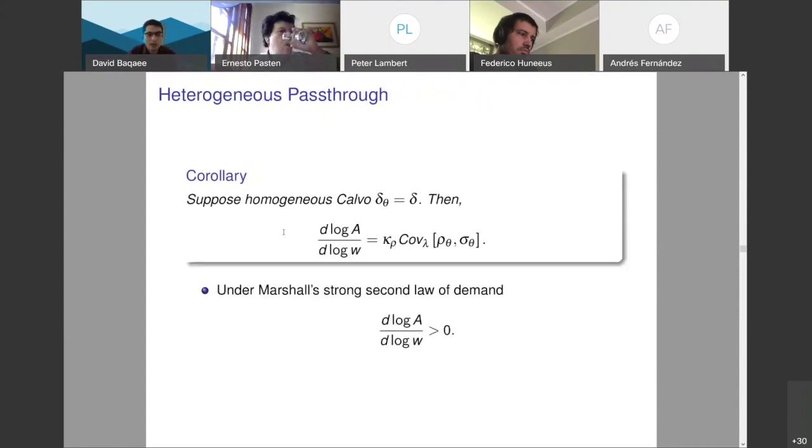Okay, very good. So here are the two different mechanisms. The first mechanism is, suppose that the Calvo parameter is homogeneous across firms, which is the standard assumption. The standard model says the Calvo parameter doesn't vary by firm. Well, in that case, the only thing that matters is the covariance between desired pass-through and the price elasticity, which is basically the initial markup. So under Marshall's second law, this is going to be positive.